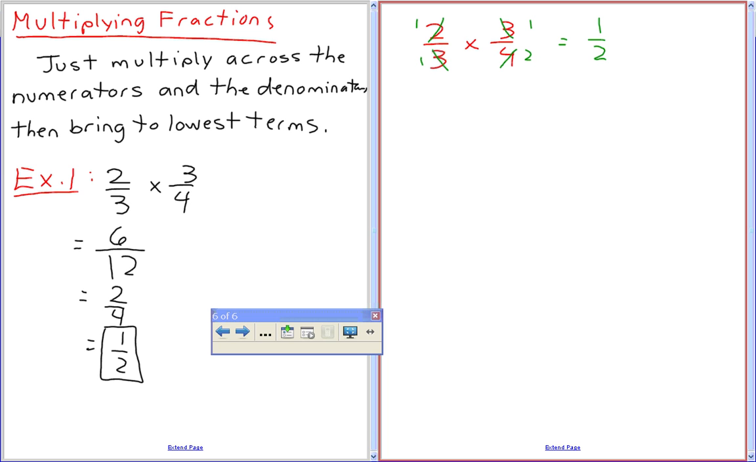Okay, anything that cancels, the same number top and bottom. The tricky thing that gets people is that 2 and that 4. They can both be divided by 2. So 2 divided by 2 is 1, and then 4 divided by 2 is 2. Okay?